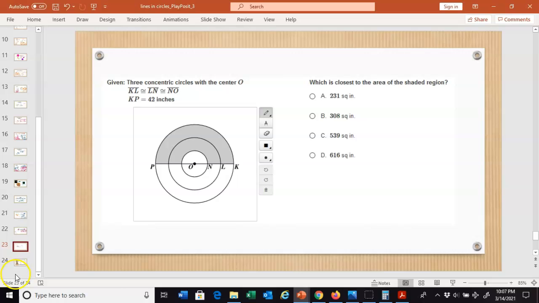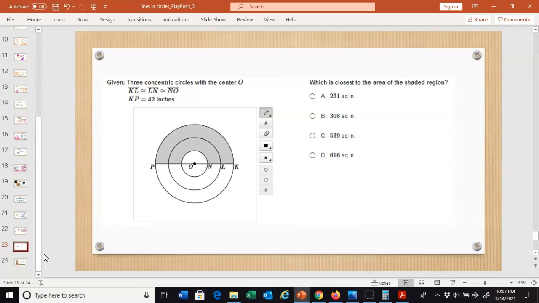Last one, this gives us 3 concentric circles. Concentric circles are circles that share the same center. You can think of when you drop a pebble into a lake or a pond, you see those ripples come out from the center where that pebble dropped, forming those concentric circles.